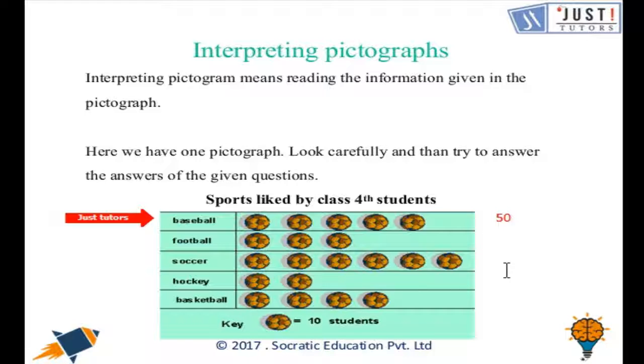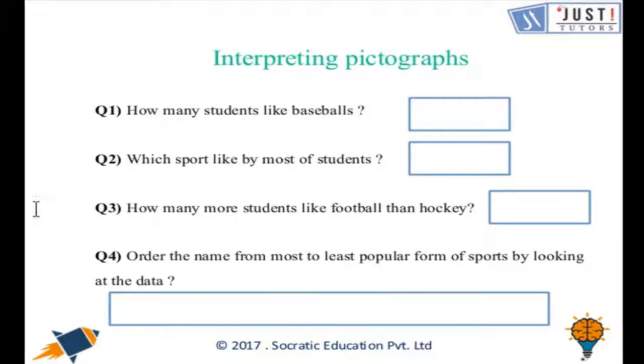For football, there would be 30 who like football. For soccer, as you can see, it would be 60 because there are 6 balls drawn. For hockey, there would be 20. And for basketball, I'm sure you must know the answer now, it would be 40. So keep this in mind and let us move ahead and try out these questions. You can pause the video and try out these questions and resume it to get the answers.